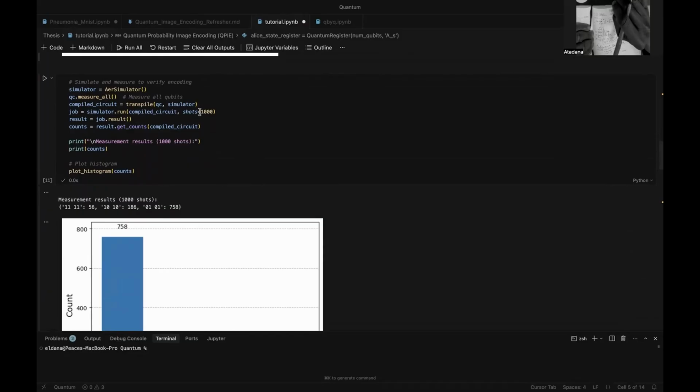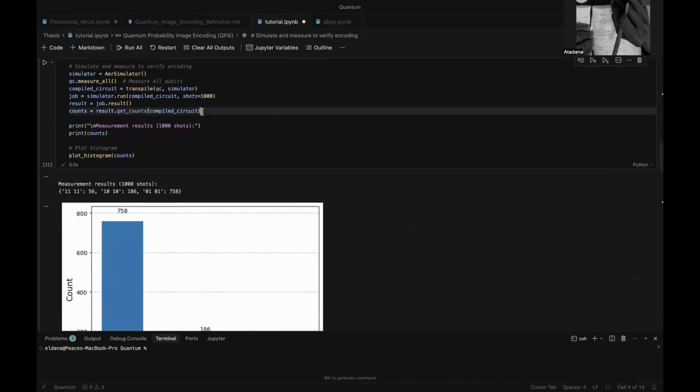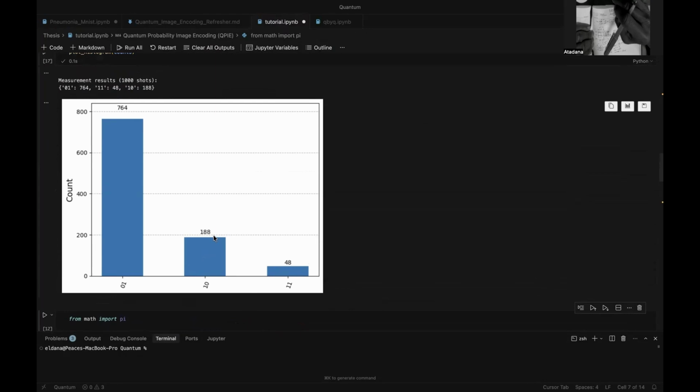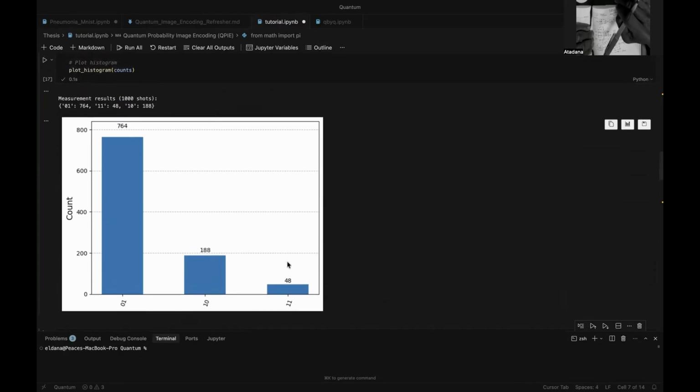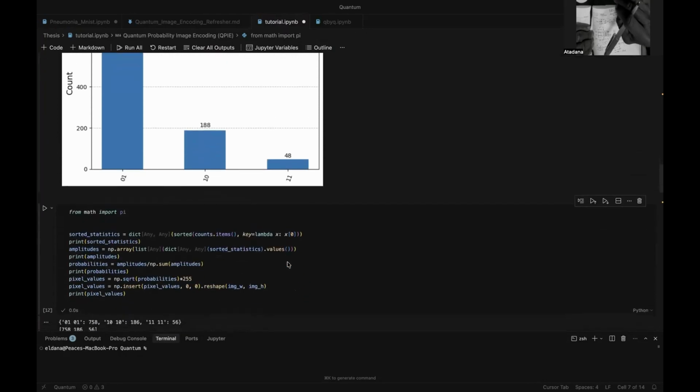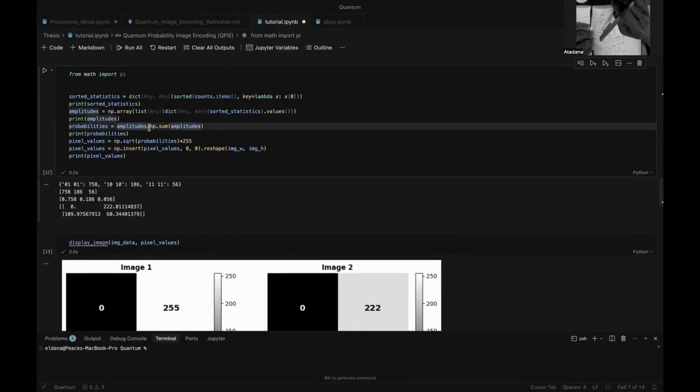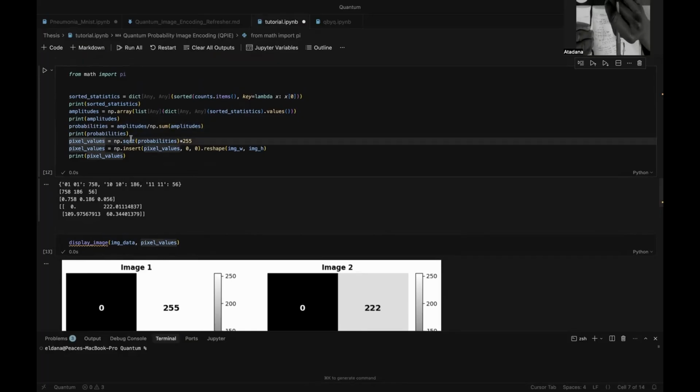The shots are 1,000, and after that we measure each of them, and 0, 1 is 764 times, meaning 764 plus 188 plus 48 should give us 1,000 shots. That's the total. To get our probabilities, we divide the number of the counts by the total shots, and this gives us these values. Then to find the pixel value, you take the square root of the probability and multiply by 255, and then we got these values.